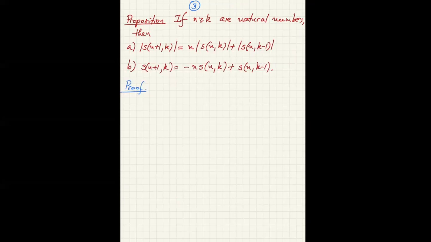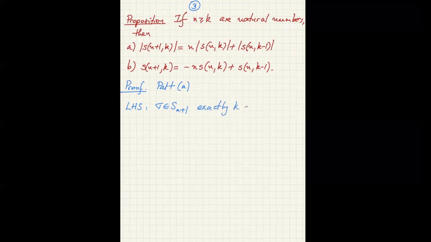numbers. So again, this is a recurrence relation. The Stirling numbers depend on 2 parameters. And so we will prove part A. Okay, so to prove part A, let's look at the left-hand side. The left-hand side of the equation counts permutations sigma in S(n+1) that have exactly k disjoint cycles.